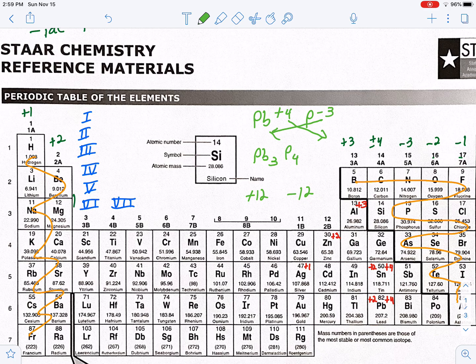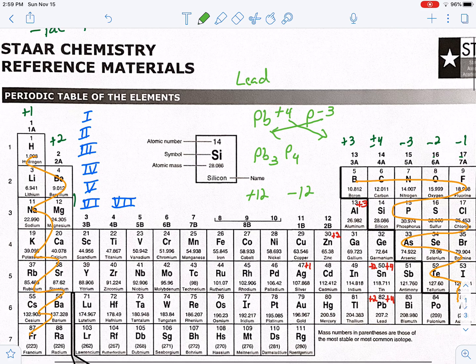Now our name. Pb is lead. Now we're going to tell what the charge is. This lead has a charge of 4, so this is going to be IV. So lead 4, and then phosphorus now becomes phosphide.